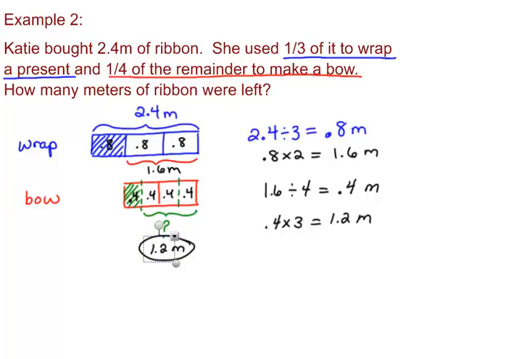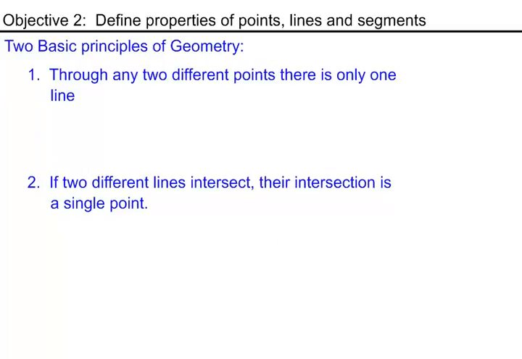Alright, now let's go to objective 2. Objective 2 is to define the properties of points, lines, and segments. So before we can even start, we have basically 2 basic principles of geometry. The first basic principle is through any 2 different points, there's only one line. This is actually very much a lot of common sense.